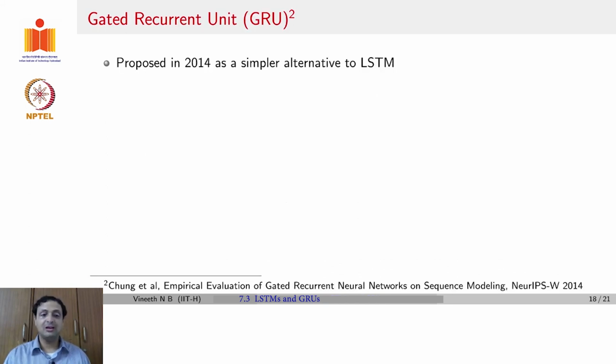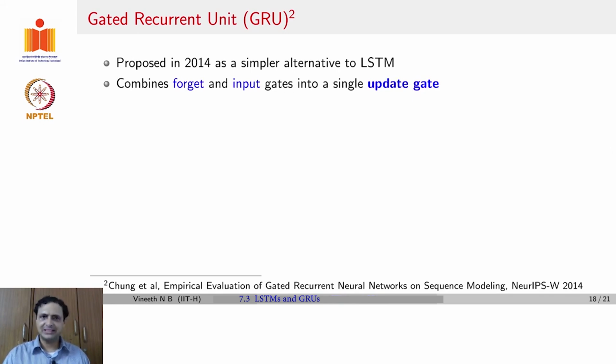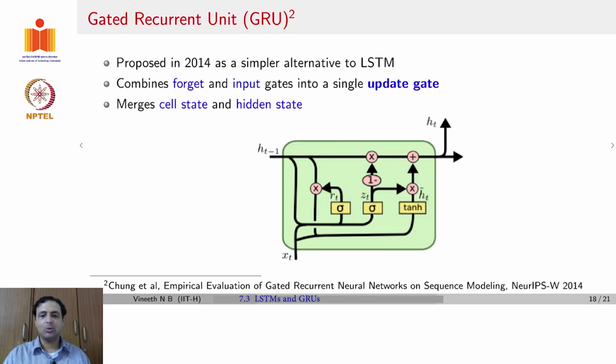In 2014, there was another variant similar to LSTM known as the gated recurrent unit, GRU, which was also proposed, and is also used popularly as an alternative for LSTM today. It was proposed by Chung et al. The main idea here is very similar to the coupled forget and input gates. GRUs combine forget and input gates into a single update gate. It also merges the cell state and hidden state, and this is the overall architecture.